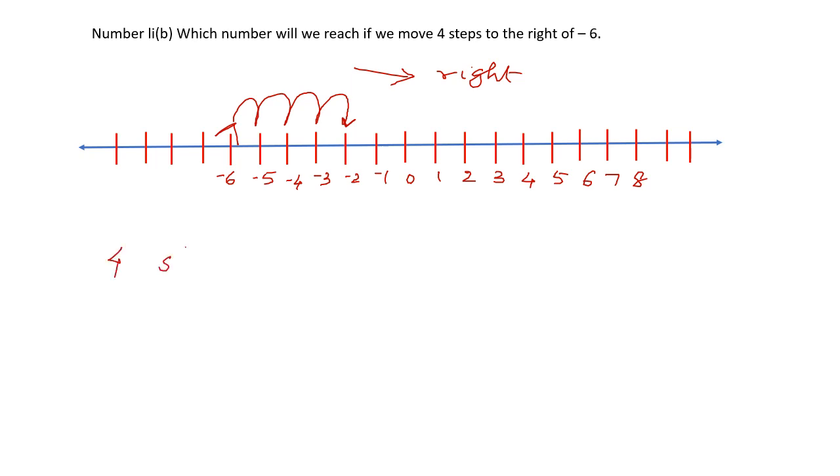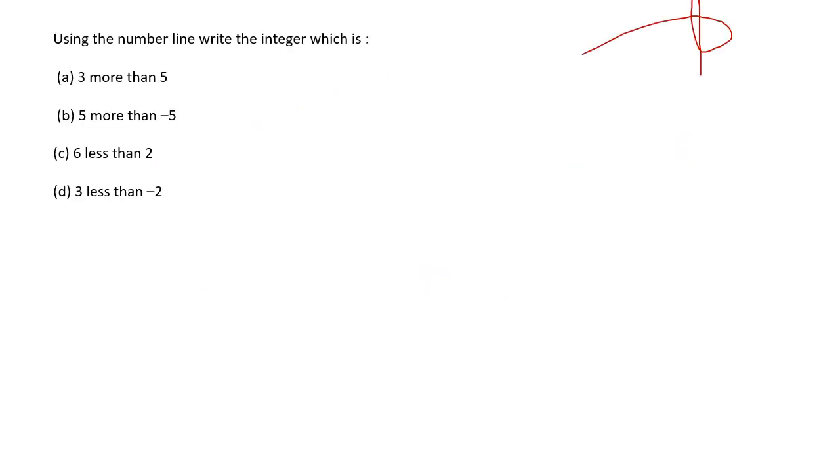So 4 steps to the right of negative 6 is negative 2. So we are reaching negative 2, children. Okay. Now let us see, children, how we are going to do this. Using number line, write the integer which is 3 more than 5. Okay, let us see.